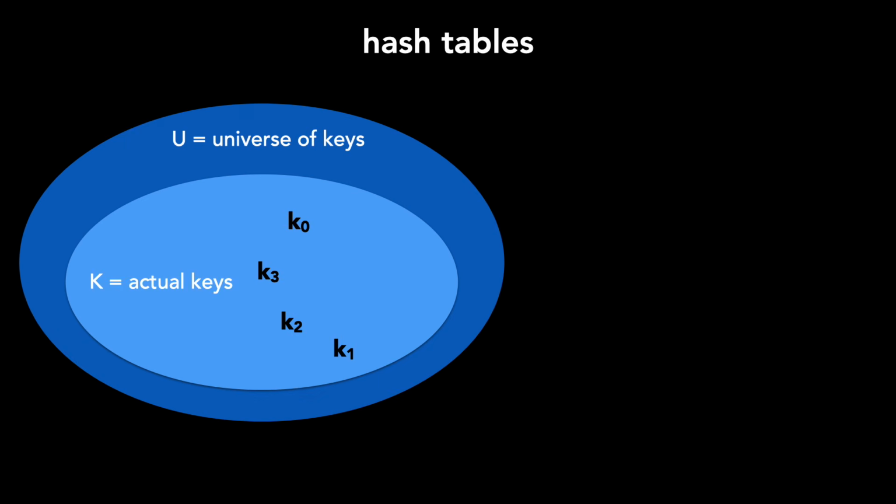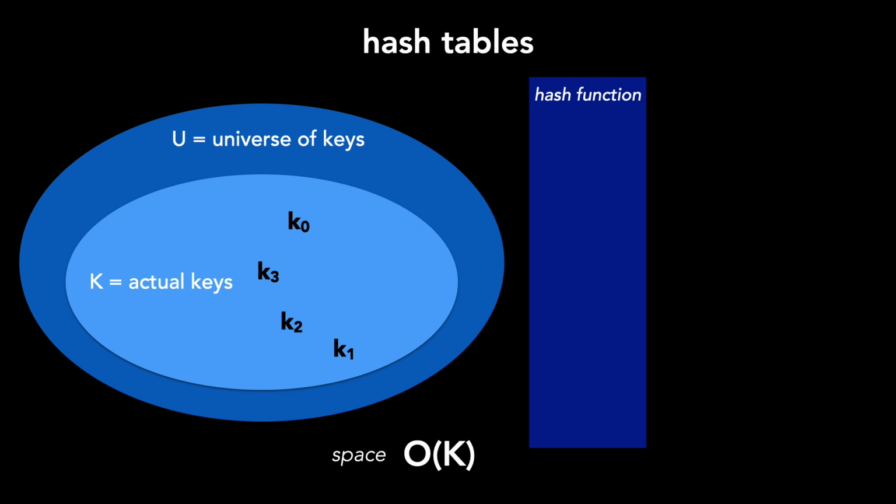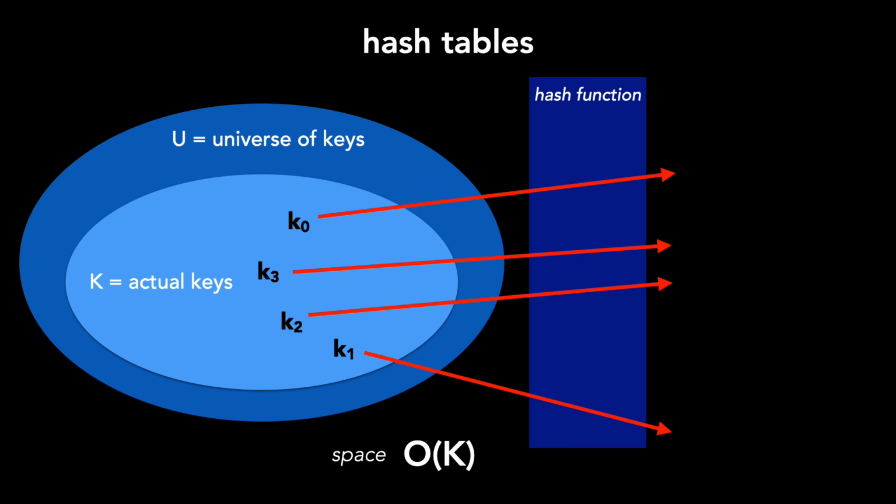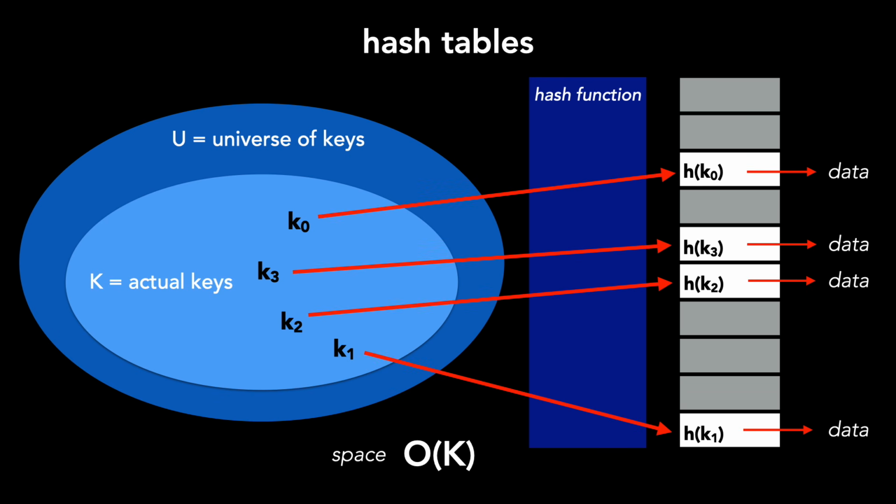Enter hash tables. With hash tables, the space requirement is big O of k, where k is the number of keys. To achieve this, we introduce a hash function that maps keys to a location in the table that holds data. Because our universe of keys is no longer unbounded, it's possible that hashing two different keys may result in the same value, called a collision.